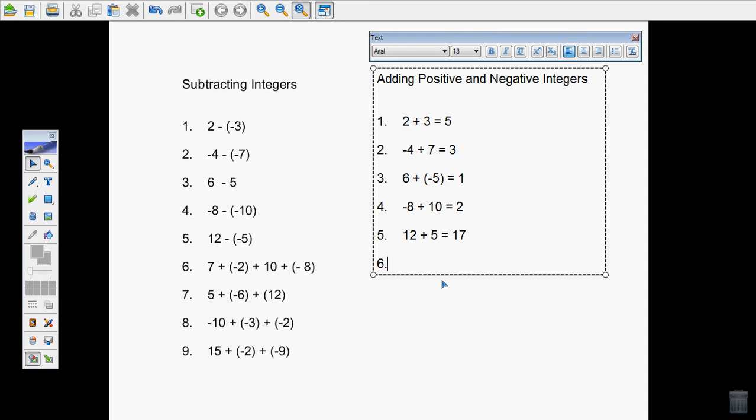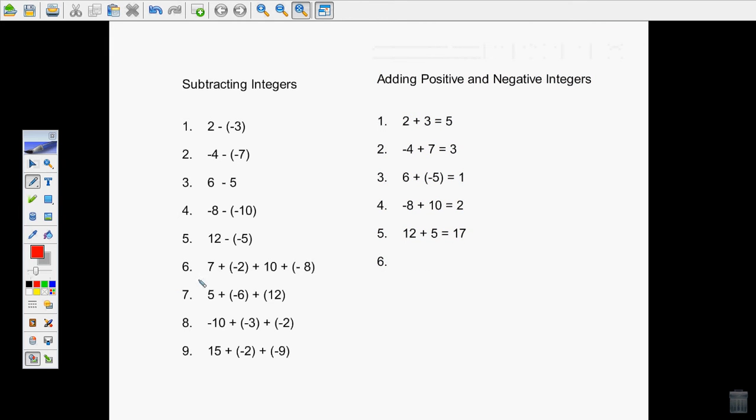My last 4 examples will be where we've got some actual addition. We go from positive to negative to positive to negative. What I'm going to encourage you to do is to group them, and I'm going to underline or circle. Notice right here the 7 and the 10 are both positive, and then the negative 2 and the negative 8 are both negative.